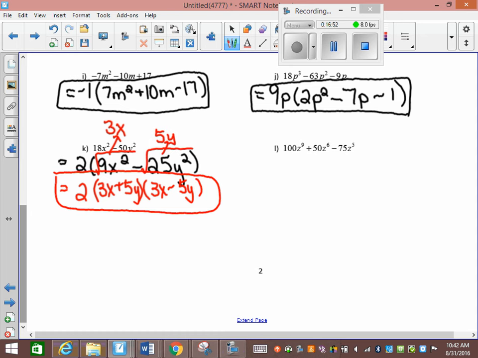I'm hoping for most of you this is just review. And now I can go to 25z to the 5, that's the smallest z. 100 divided by 25 is 4. Z9 divided by Z5 is Z4. Plus 50 divided by 25 is 2. Z6 divided by Z5 is Z1. And then minus 75 divided by 25 is 3. Z5 divided by Z5 is 1.